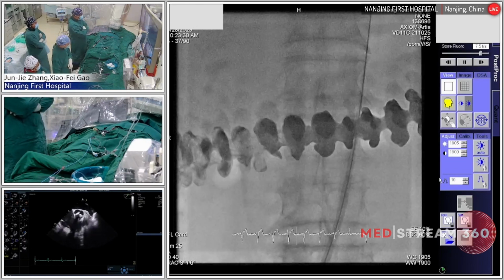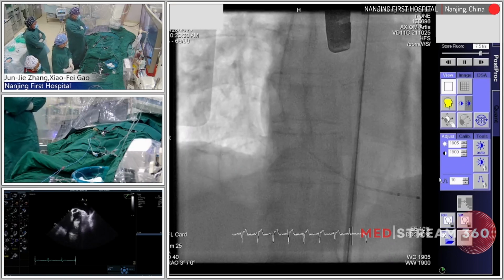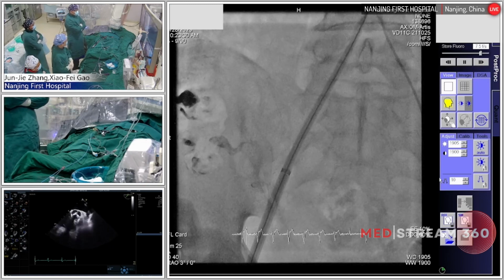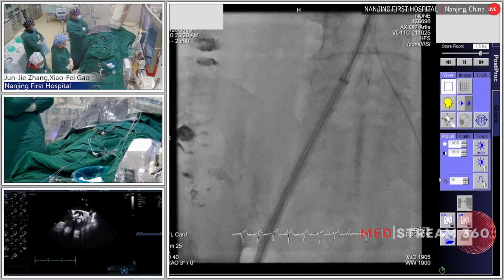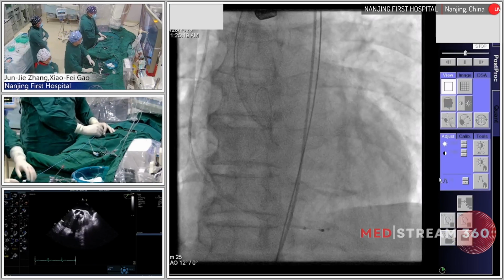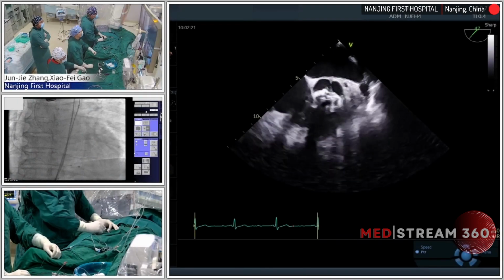So this is what we have done now. Thank you, Professor Zhang. Thank you for the introduction. This is a very complex case with very challenging peripheral artery access. Professor Zhang, please introduce your baseline TE information. From the TE, this is a short axis view of the valve.